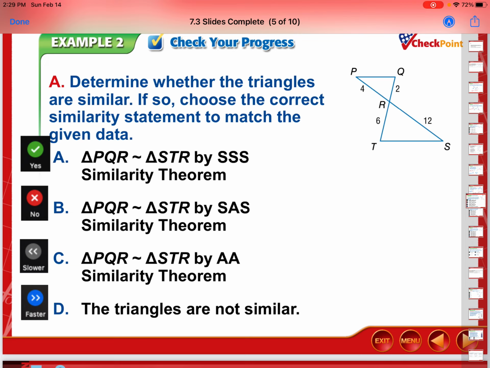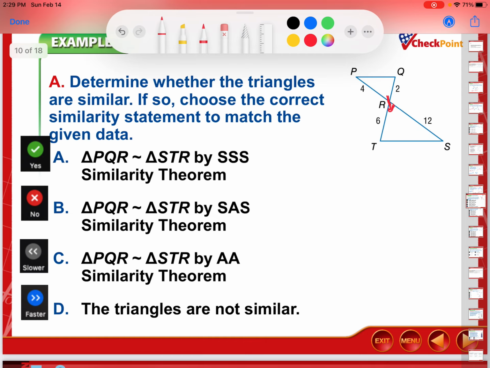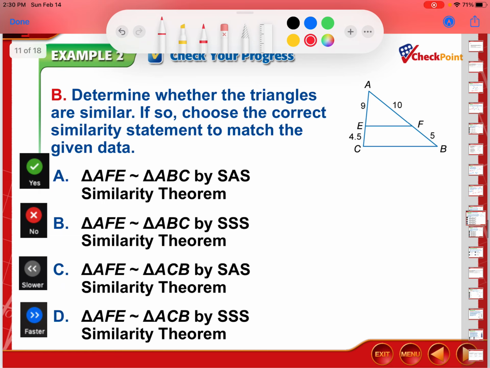So determine whether the triangles are similar. If so, choose the correct similarity statement and match the given data. So right away, these two angles are congruent because they are vertical angles. Now we have to determine if the two sides are similar, and they are, because 2 times 3 is 6 and 4 times 3 is 12. Therefore, by side angle side, B.